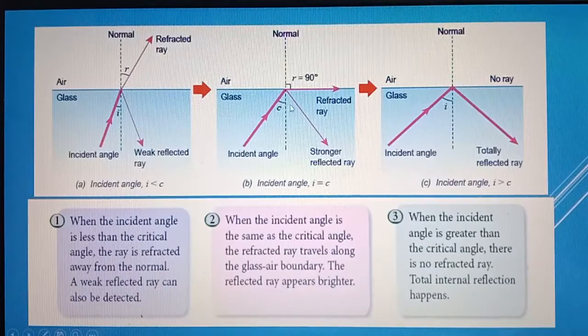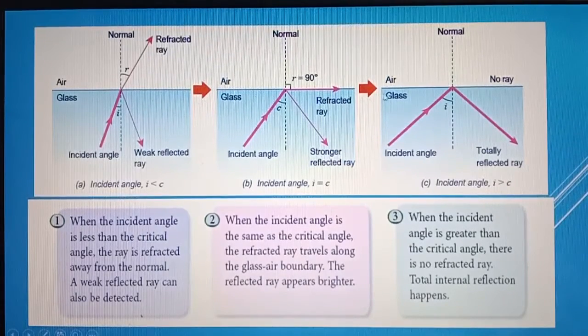So it's quite easy for you all to determine that from the activity. You just make sure the light ray travels along the boundary, then you measure the angle I. So that angle I, we call it the critical angle of the glass block.